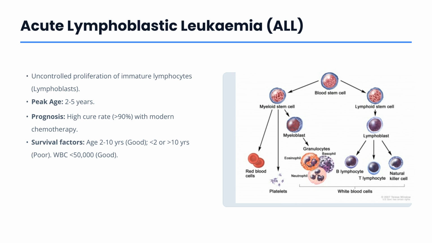prognosis. Acute lymphoblastic leukemia, or ALL, involves the uncontrolled proliferation of immature lymphocytes. It has a peak age of 2 to 5 years and a high cure rate with modern chemotherapy. Good prognosis factors include age 2 to 10 years and a white blood cell count under 50,000.